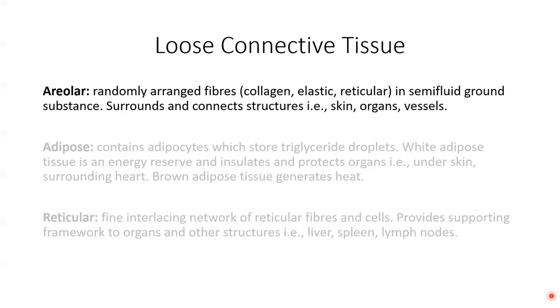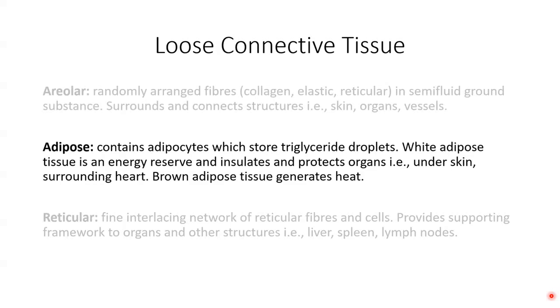Areolar tissue is found in and around nearly every body structure, and that's why it's sometimes called the packaging material of the body. It can also be found in the layer of tissue deep to the skin and around blood vessels, nerves, and organs. The function of areolar tissue is to provide support, strength, and elasticity to the structures.